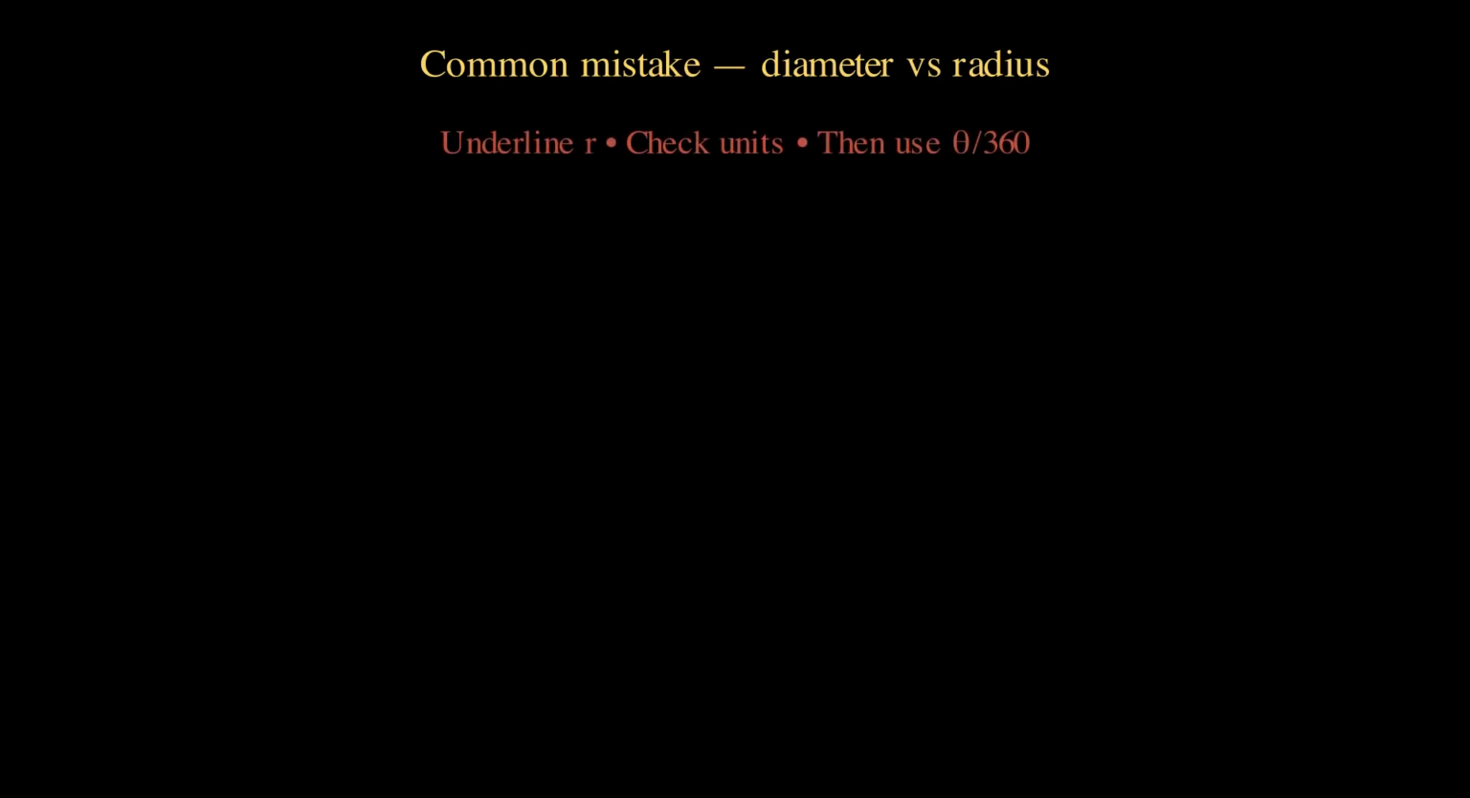If the problem uses radians, arc length is r theta, and sector area is 1/2 r squared theta, with theta measured in radians. Common mistake, you plug the diameter into πr squared or 2πr and you forget to halve it to the radius. Circle the words radius and diameter in the prompt. Underline r before you compute anything.